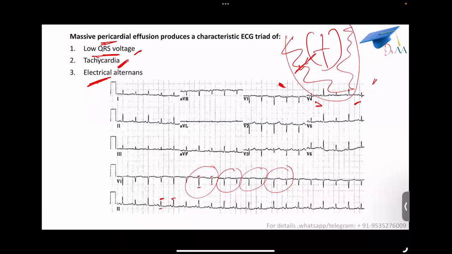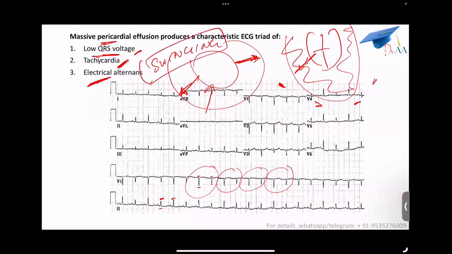Why does a patient have electrical alternans? This is mainly because, if this is a heart you're considering, it is in fluid. So the heart can move around in the fluid. Sometimes it might be close to this part of the chest, sometimes close to this part of the chest. So it is moving. That is known as the swinging sign. On the echo, that is known as the swinging sign, seen in large pericardial effusions. Because of swinging of the heart, you see a classical ECG finding known as electrical alternans.